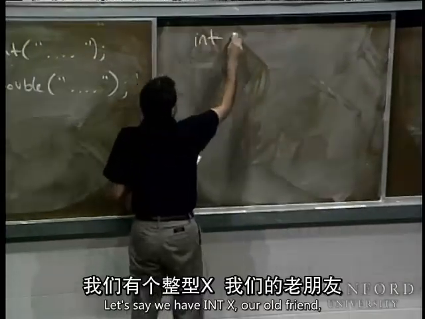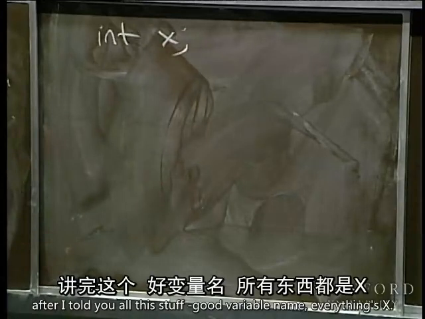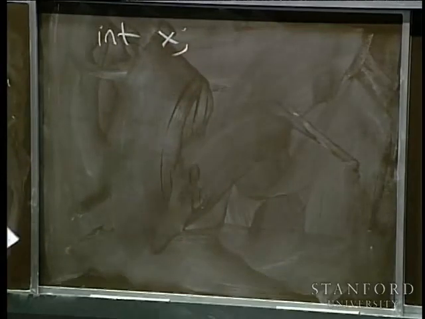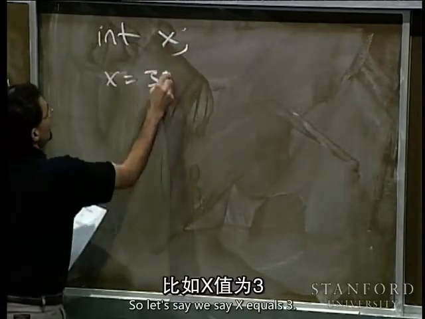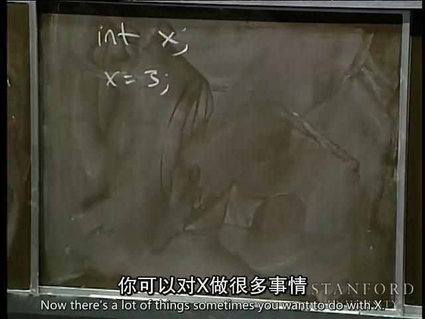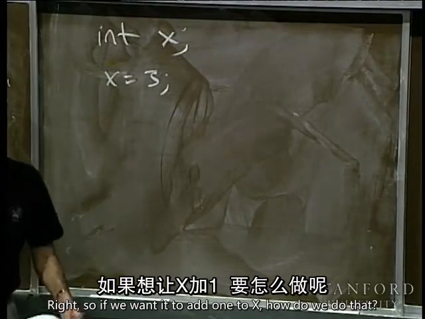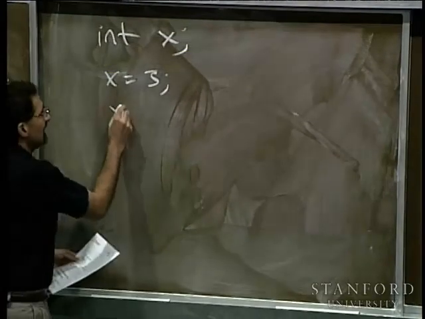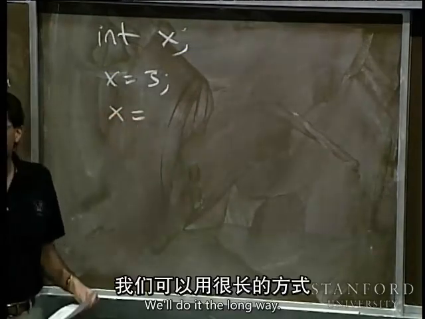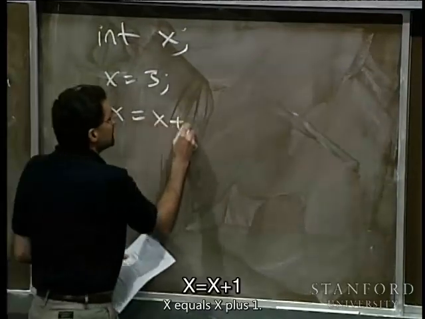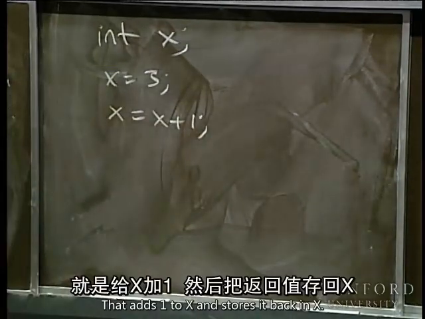Let's say we have int x, our old friend. After I told you all this stuff about good variable names, everything's x. So let's say x equals 3. There's a lot of things sometimes we want to do with x. Something we want to do a lot is add 1 to x. How do we do that? We'll do it the long way: x equals x plus 1. That adds 1 to x and stores it back in x.